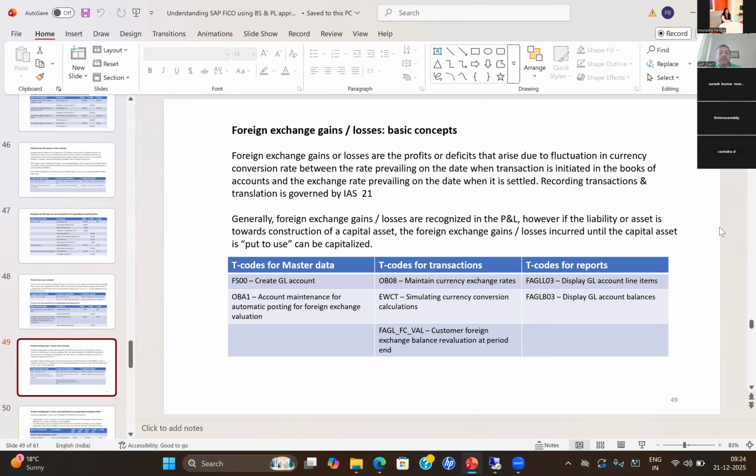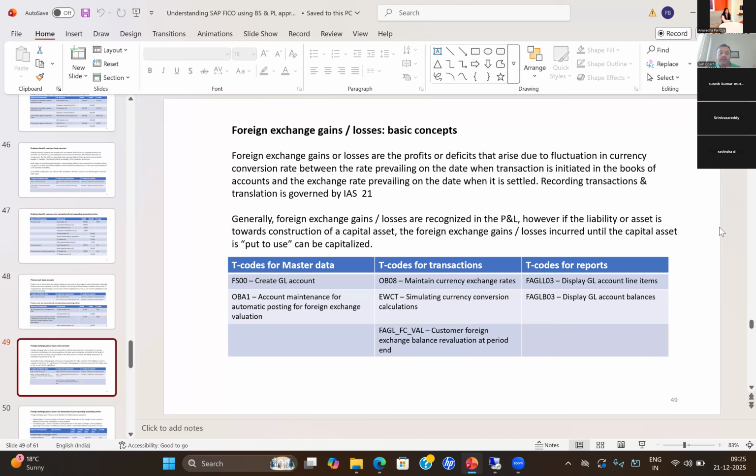Realized means when I have done the settlement of the transaction. So my transaction is done. I have sold the goods, I have got the money. So that means my vendor or customer is cleared, or I have purchased the goods, I have paid the money. So it is done, the transaction is done. The exchange difference that comes at that time is called the realized exchange difference.